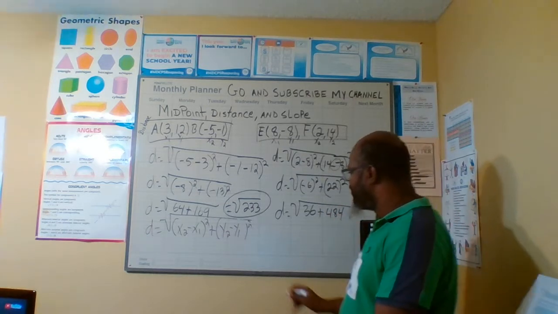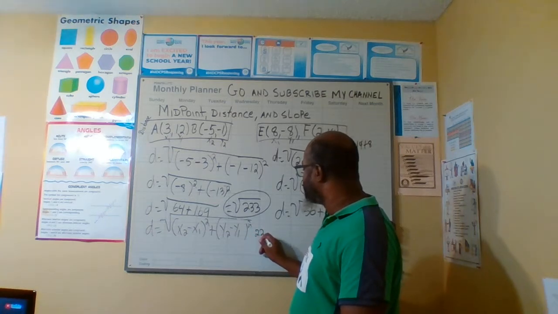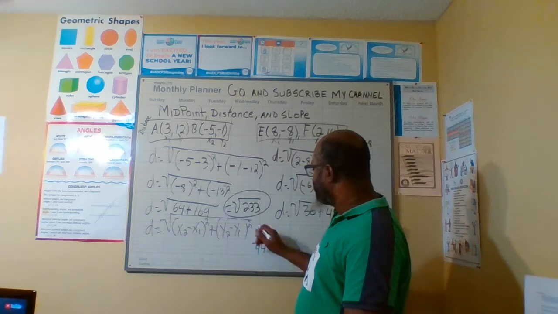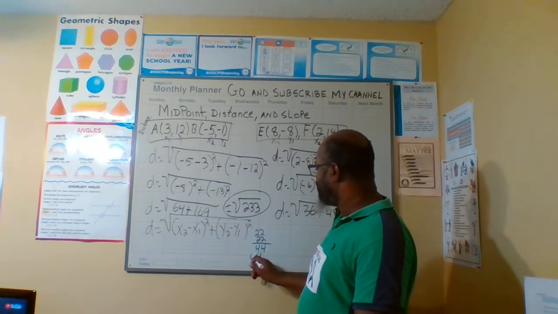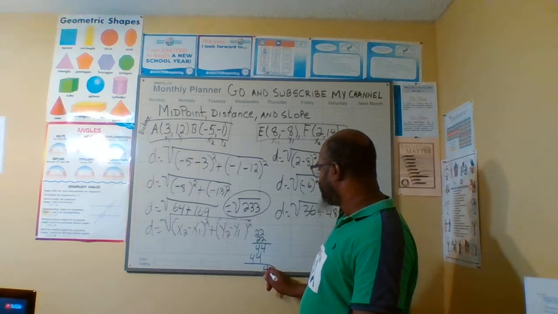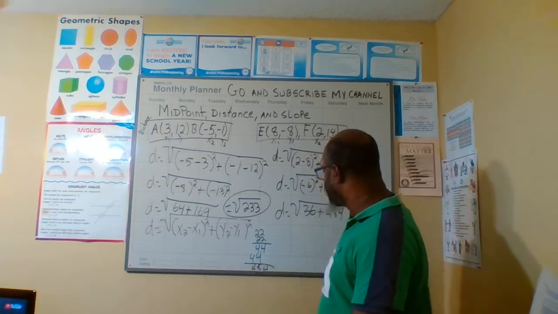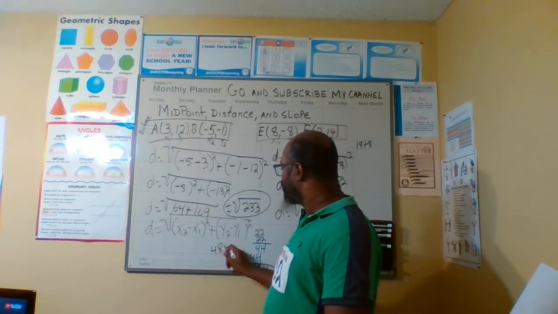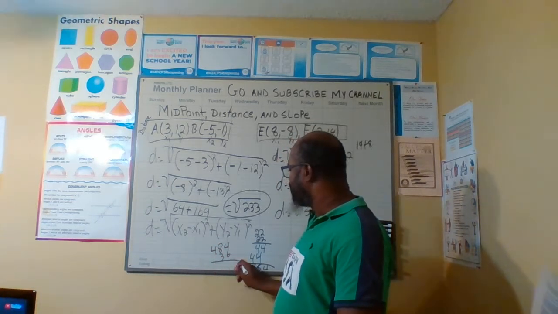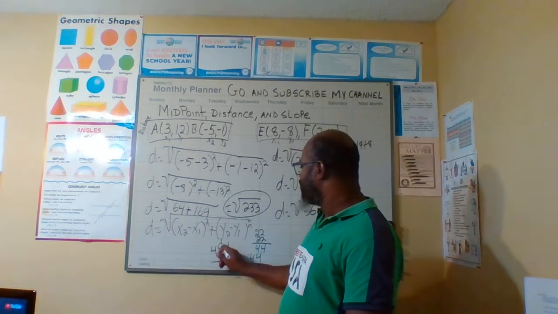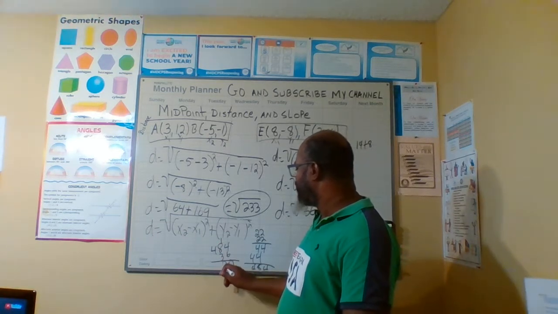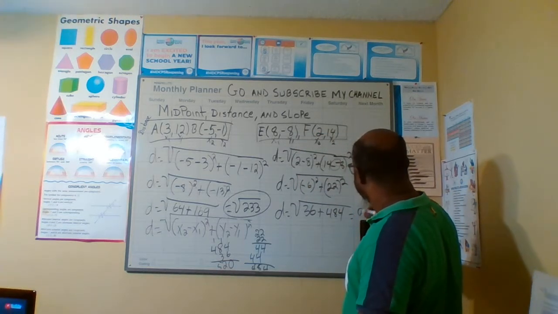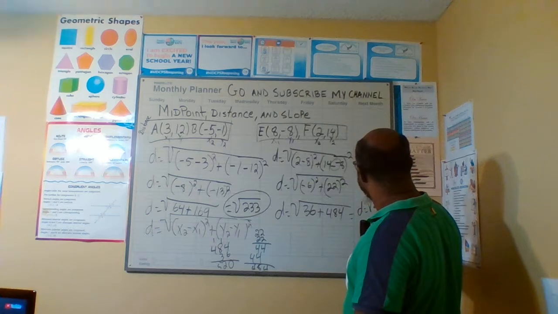If you don't believe me, you can do the long way. It's 22 times 22. That's 4, 8, 4. You check, that's 484. Now you have 484. We will add 36 to that, which gives you 520. So the distance equals the square root of 520.